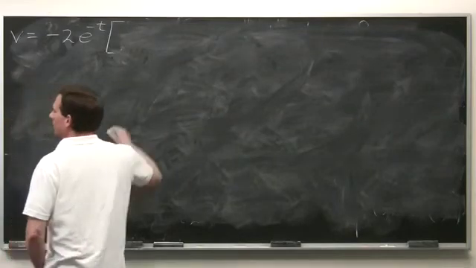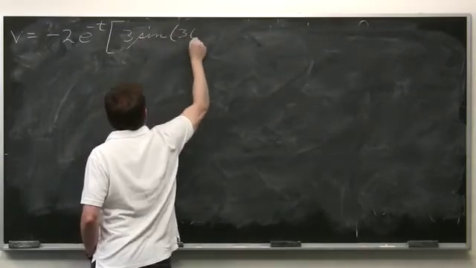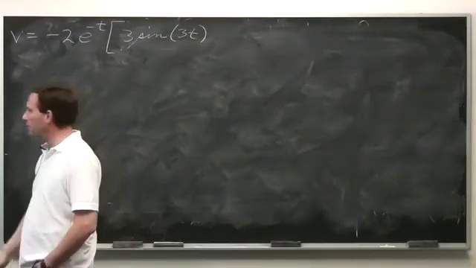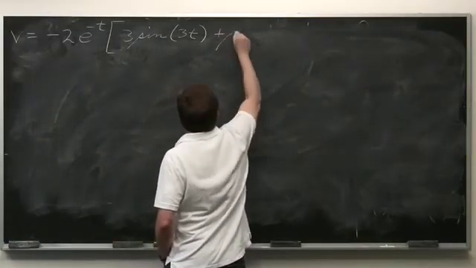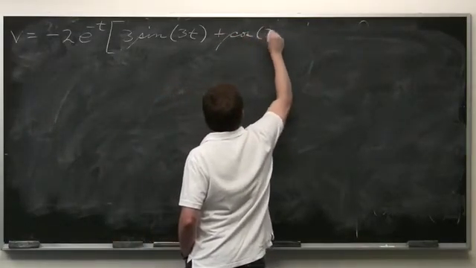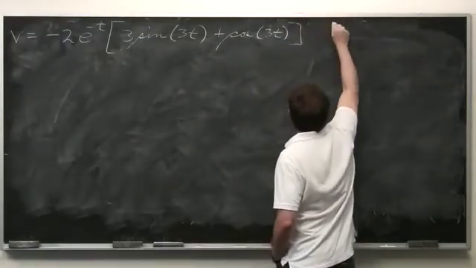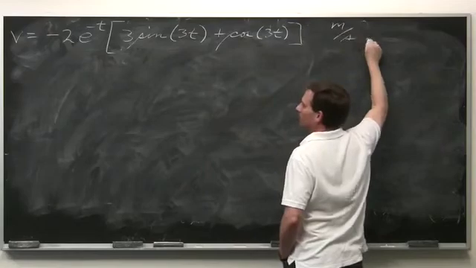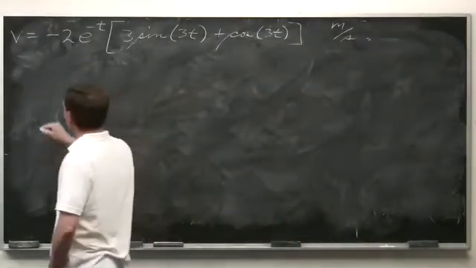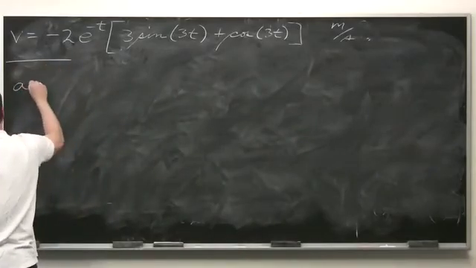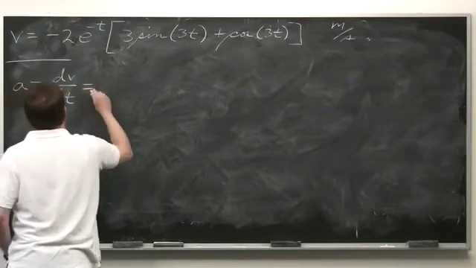3 sine of 3t, a 3 sine of 3t and a plus the cosine of 3t. All right, meters per second. It's not going to get any nicer. That's not so good, but it's not so bad. And then the acceleration is the derivative of the velocity with respect to time. All righty, here we go.